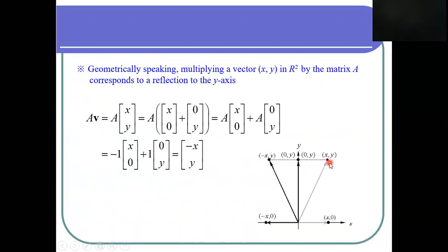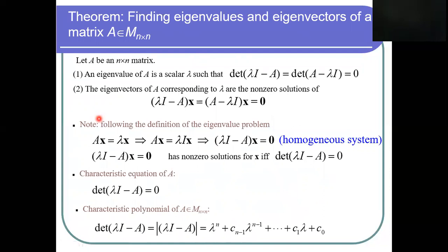So if you have the coordinate x and y, and you apply A on this coordinate, it gives you the resultant minus x and y. Basically, this is the reflection about the y-axis. So we can say that multiplying any vector in R square by the matrix corresponds to a reflection about the y-axis. This is the geometrical representation of the application of A to any vector in two-dimensional space. So this is one of the eigenvalues.